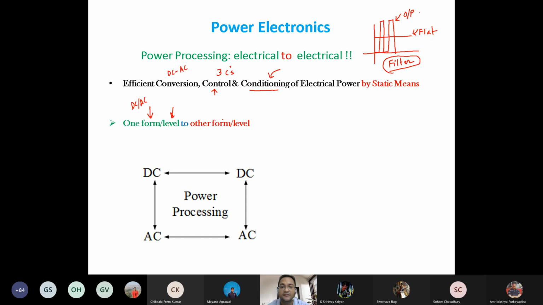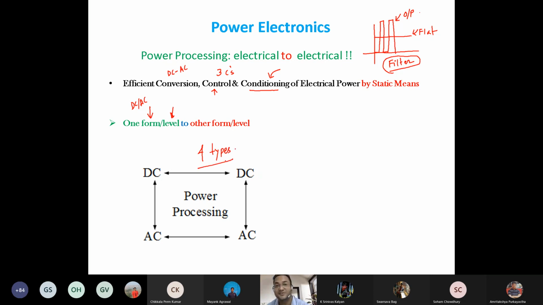Basically, you'll be dealing with DC and AC systems. And if you just do this sequencing, how many types of converter we can have in power electronics, you will see that I can convert from DC to DC, right? And then DC to AC, AC to AC, AC to DC. So basically, there are 4 types.